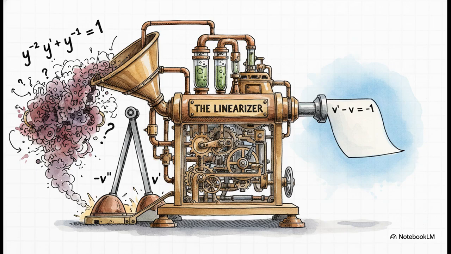And here we go. This is the aha moment. We can now swap out our y terms. That whole y to the negative 2 y prime chunk, that just becomes negative v. And the y to the negative 1 term, that's just v. A quick bit of rearranging and look at that. What's left is a perfectly clean first-order linear equation. The nonlinear problem has literally vanished.